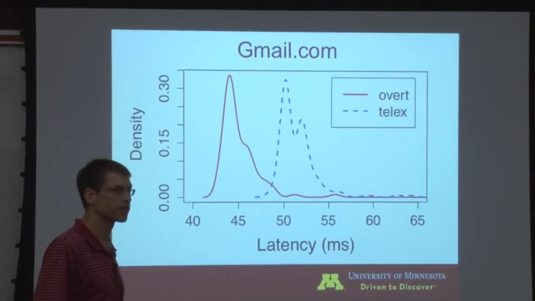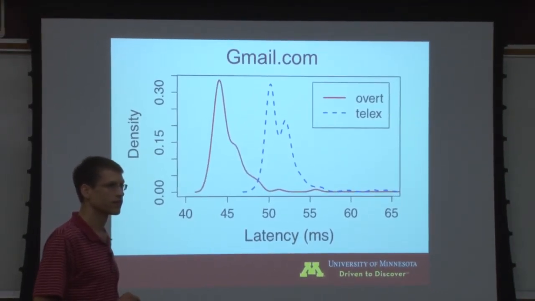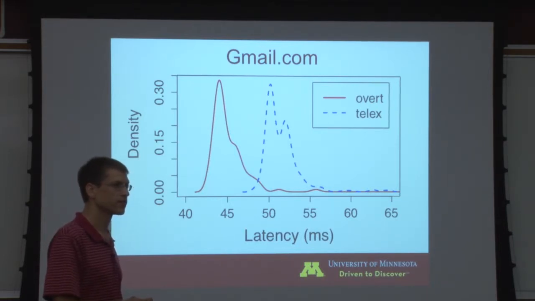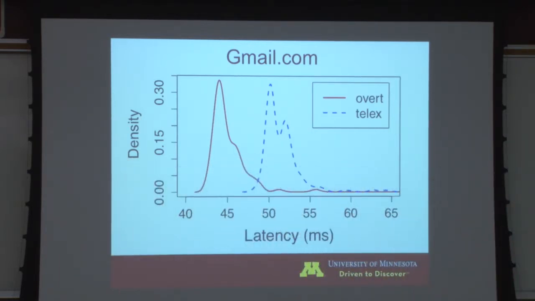Is this graph derived from one location? Did you ask Gmail from one location or multiple locations? So we loaded Gmail through Telex from a host on the University of Minnesota campus. And we loaded the overt destination that we used when loading Gmail through Telex from the same host, right? And we saw two different latency distributions, even though they should have been going to the same host.